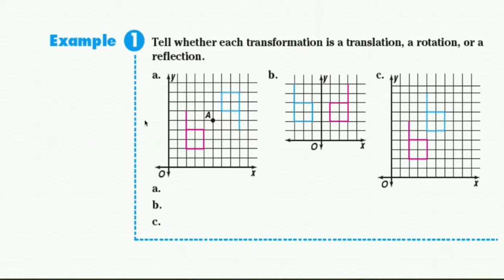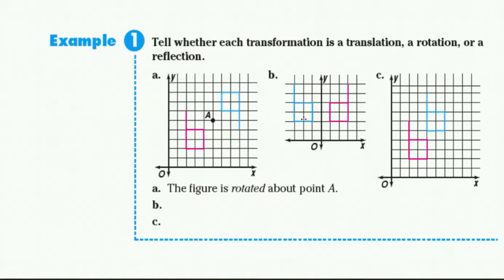Which brings us to example 1. Tell whether each transformation is a translation, rotation, or a reflection. Let's look at letter A. If you look at letter A, this pink figure was rotated over point A, so that it became that figure right there on the blue. So this is a rotation about point A.